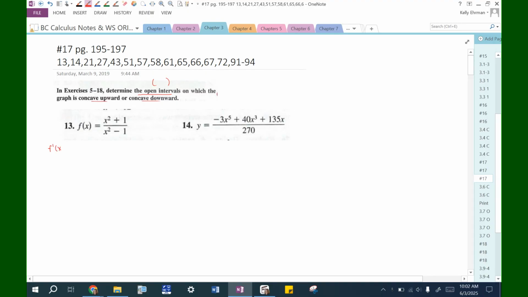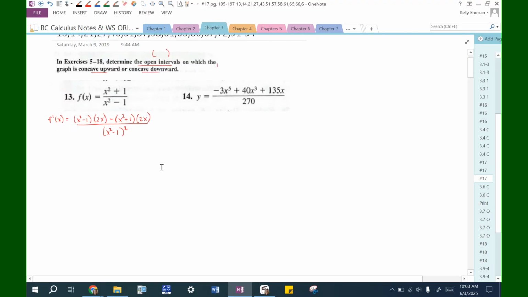F prime x is equal to low d high minus high d low all over low. And because we need to take the derivative of this, we should simplify what we can. So you can either factor a 2x out, or you can distribute the 2x's through and combine like terms. I'm going to distribute and see what happens.